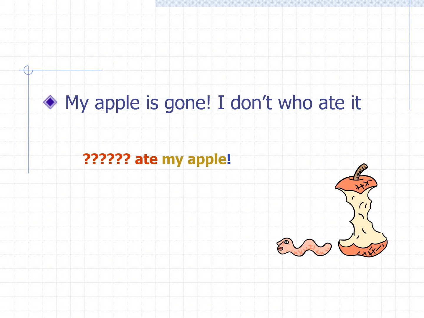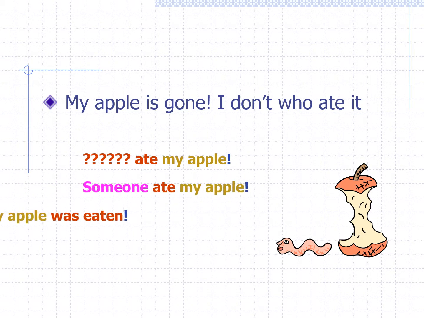So who ate my apple? Well, we can say someone ate my apple. But actually, we can also write the sentence in passive voice, which is my apple was eaten. In this way, we don't need to put the action doer in the sentence, because now the sentence begins with the action receiver in the subject, not the action doer.